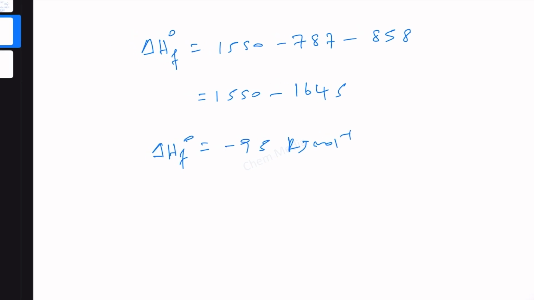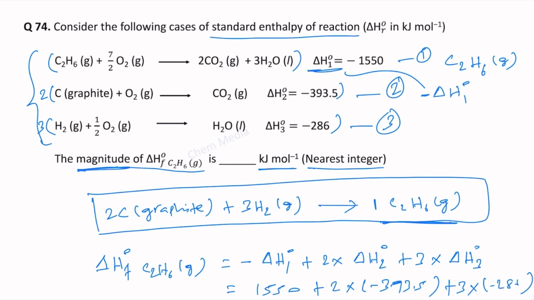However, we have to enter only the magnitude. So that means 95 kilojoules per mole is the correct answer, not minus 95 kilojoules per mole. We have to enter only the magnitude. Therefore 95 is the correct answer.